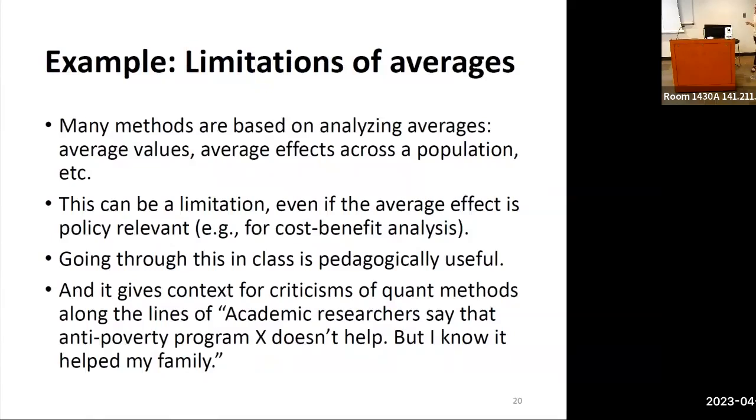But if you remind them that the program is about averages, it's a reminder about what you're measuring in policy evaluation and what you're not measuring and why that is still a useful parameter. This helps some families, but not on average. So maybe we need to do heterogeneity analysis. For instance, it also ties back to the sort of anecdotes versus quantitative analysis point that you might want to be making across the semester as a whole.